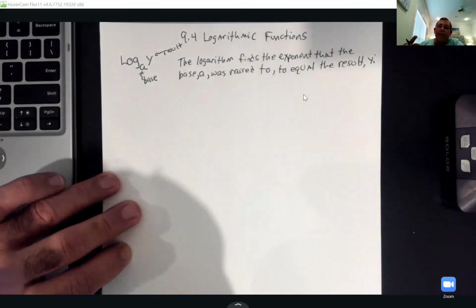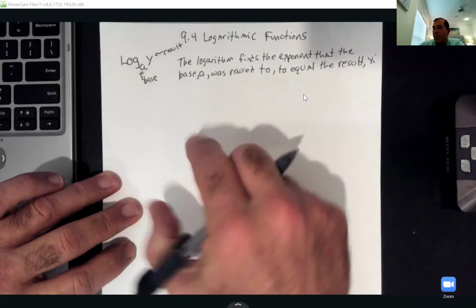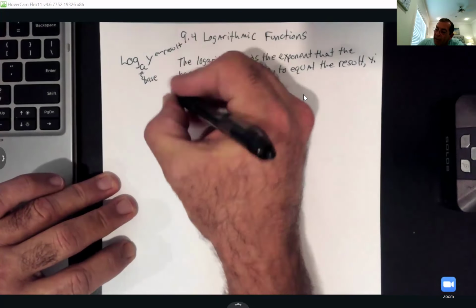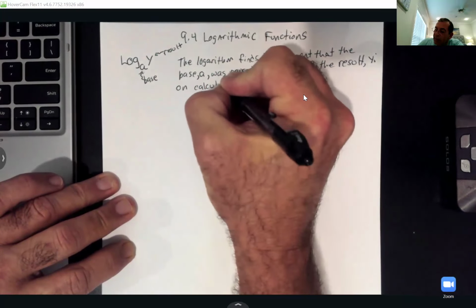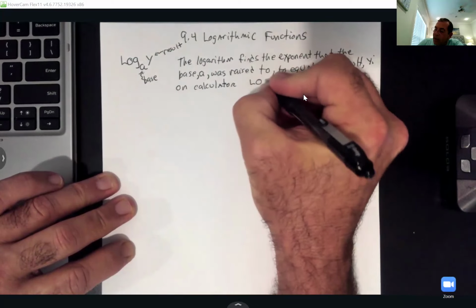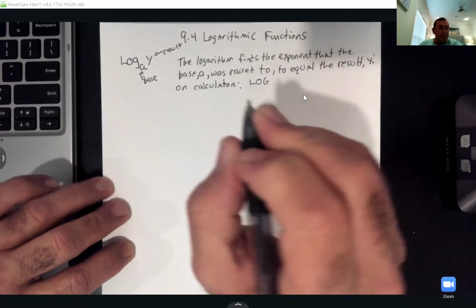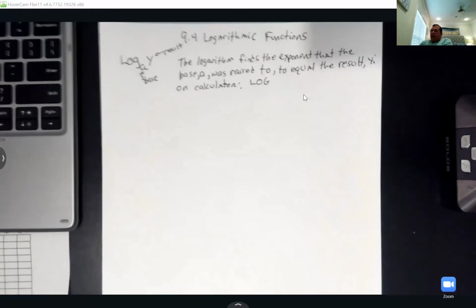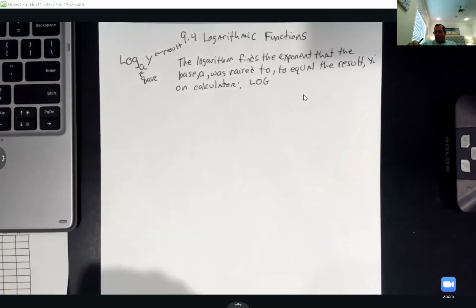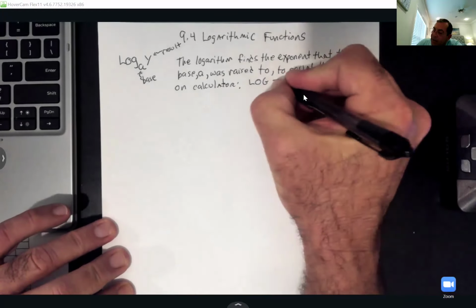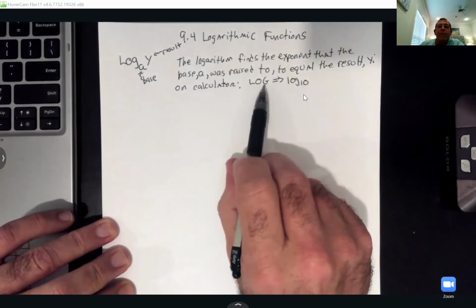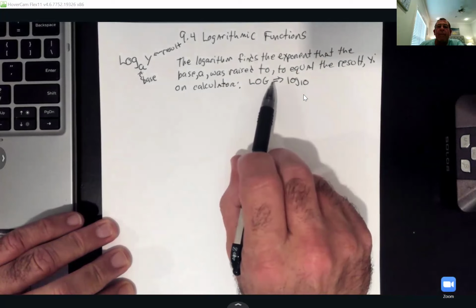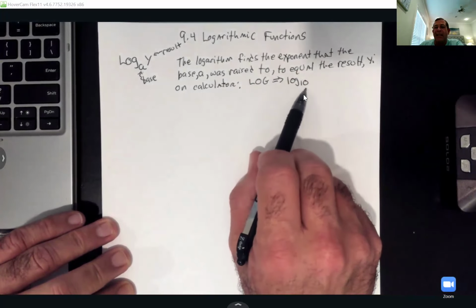So there's two special logarithms on the front of the calculator. The log on the front of that calculator, right next to the 7, is a log base 10. So if there's no base shown, it is understood to be a 10.